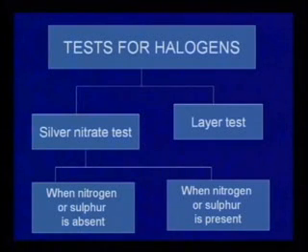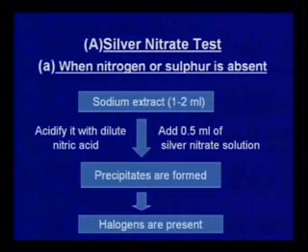Now the next test is the test for halogens, which can be performed in two ways. One is the silver nitrate test, another is the layer test. And the silver nitrate test can be further carried out in two ways depending upon whether your organic compound contains nitrogen or sulfur or they are absent in the compound. Firstly we'll discuss the silver nitrate test when nitrogen and sulfur are both absent. How can we perform the silver nitrate test? For that we take 1 to 2 ml of sodium extract, then acidify it with dilute nitric acid and then add 0.5 ml of silver nitrate solution. Precipitates are formed, which indicates that halogen is present.